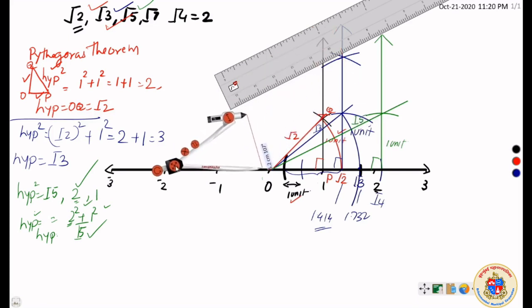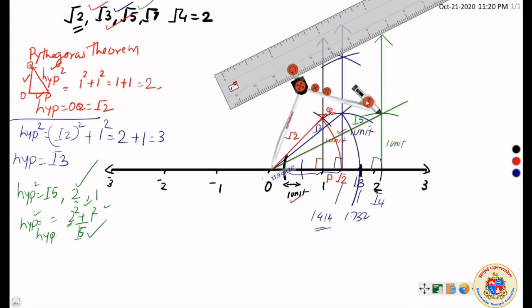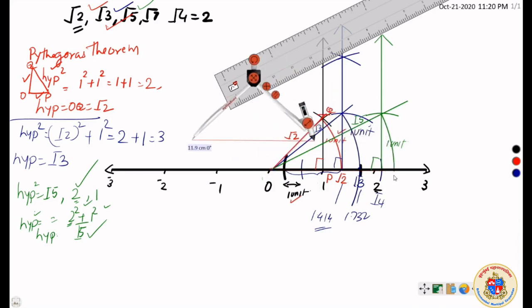Bring the compass. If the compass expansion allows me to draw that big, I will measure it and show you. Yes, this length is root 5. So why can't you take that measure onto the number line, which is our purpose? Here it touches. That means this is root 5. Understood? Okay, so we could do root 5 also.